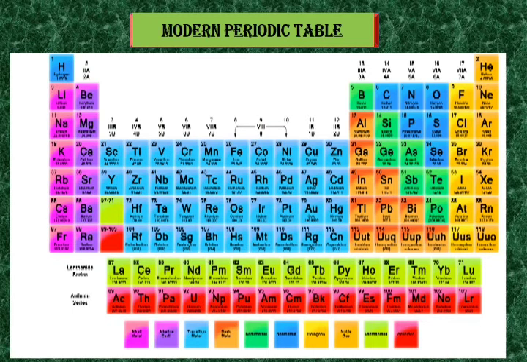The elements present in a group have identical valence shell and identical valence electrons. They possess similar chemical properties. The physical properties like melting point, boiling point and density vary gradually.